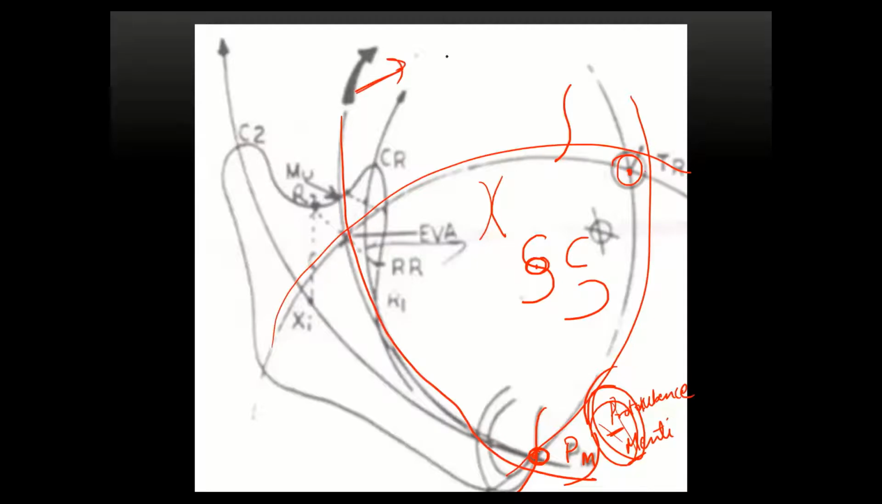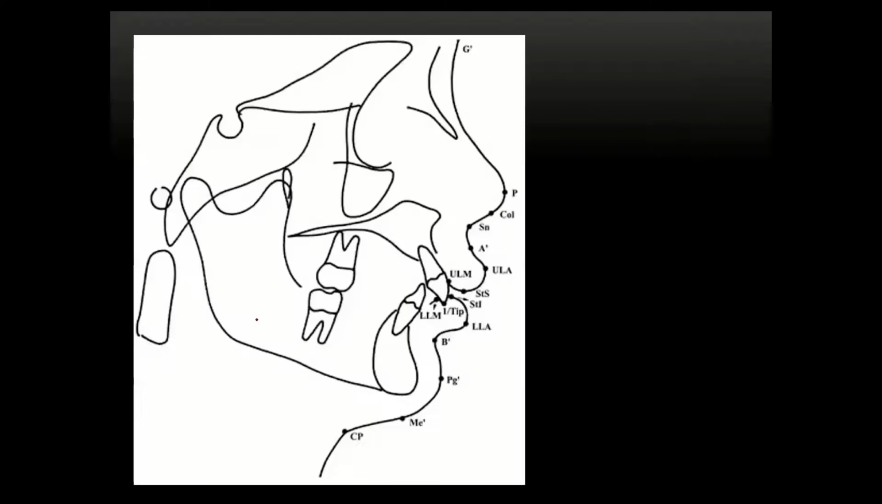Now this is the arc around which the growth of the mandible occurs. This is why it is also called arcial growth of the mandible. Okay, I hope I've done justice to this, and I hope you all understood it.